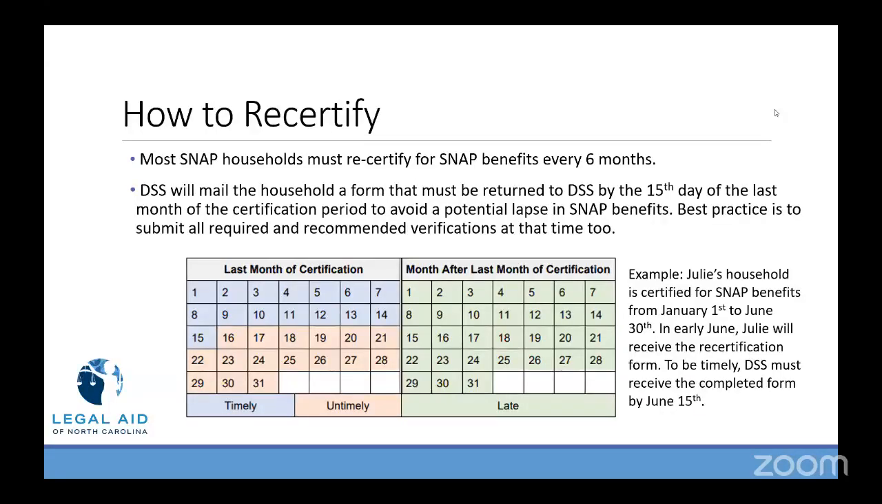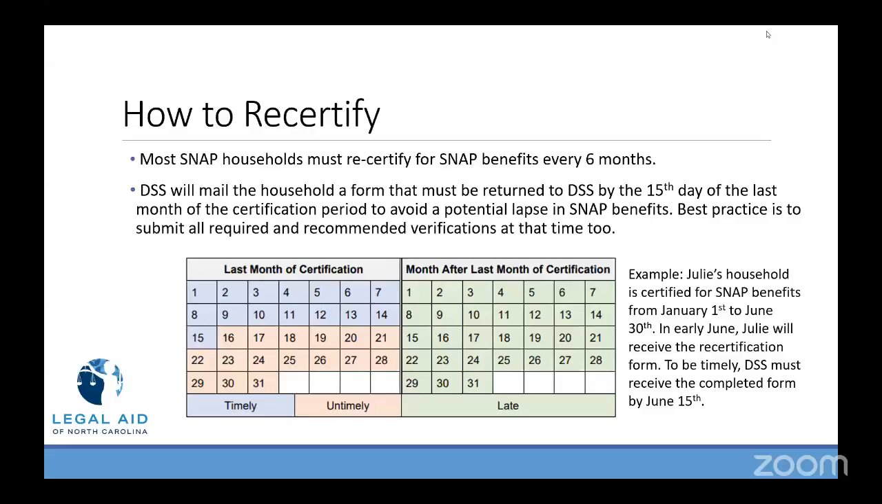Our next topic is recertifying for SNAP benefits. Most SNAP households have to recertify for SNAP benefits every 6 months. Generally, the process starts when DSS mails the household a recertification form. That form then has to be returned to DSS by the 15th day of the last month of the certification period. Failure to provide it by that day can result in a lapse in benefits, and if you wait too long, you may have to completely reapply for SNAP.